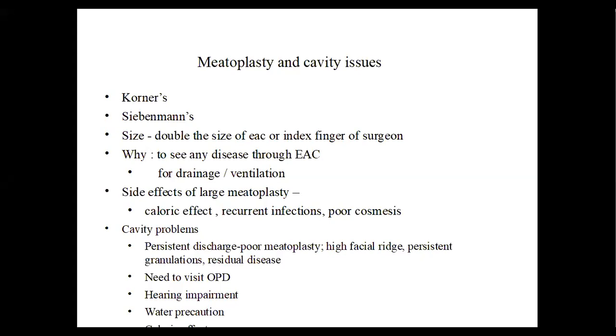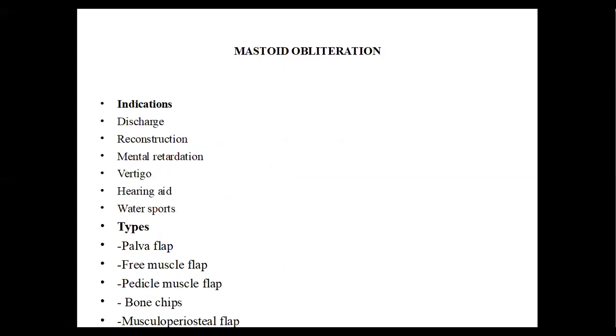Then persistence of granulations. Because of the big cavity, there will be a raw area and a lot of granulations which keep on discharging regularly. So that is also one of the causes for persistence of discharge. And lastly, but not the least, residual disease. If the disease is not cleared completely, if there is a cholesteatoma, it can act as residual disease leading to continuous discharge. To avoid all that, we have something called mastoid obliteration.